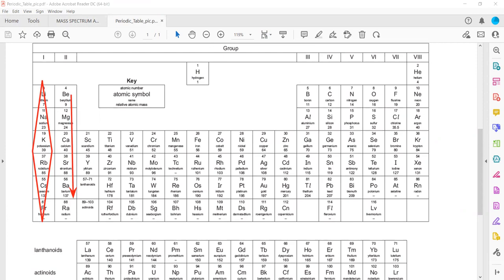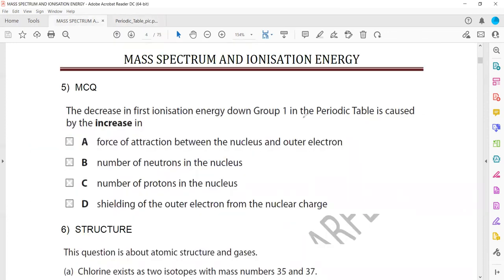So when we check the options, the force of attraction between the nucleus and outer electron, it does not increase, it decreases, and that's why the ionization energy is decreasing. If the force was increasing, then the ionization energy should also increase. The number of neutrons in the nucleus, as we go down the group, that is increasing, but that is not responsible for the decrease in ionization. This statement is true, but that is not responsible for decreasing the ionization energy.